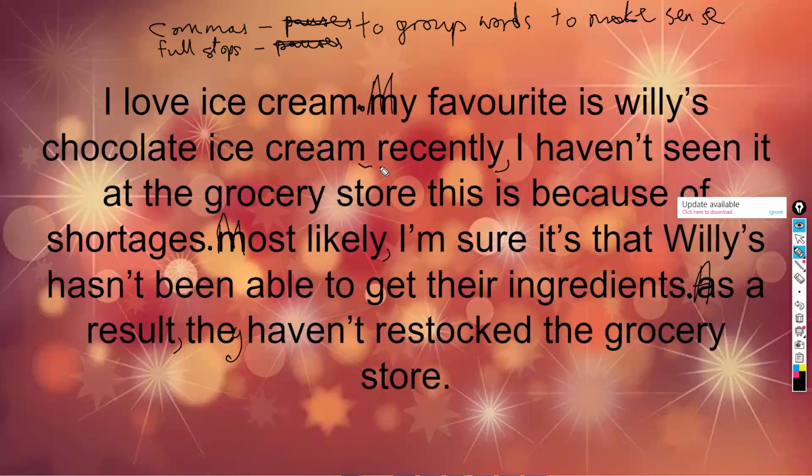What is going on here? Am I trying to say my favorite is Willie's chocolate ice cream recently? Or am I trying to say my favorite is Willie's chocolate ice cream. Recently, I haven't seen it at the grocery store. Who does recently belong to? Do I now like the ice cream, or is it lately I'm not seeing it in the grocery? What is going on? Whose friend is recently?